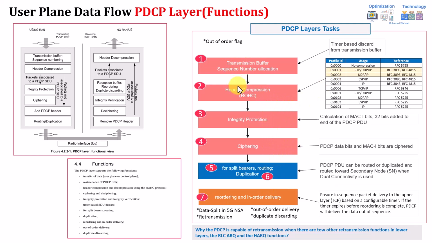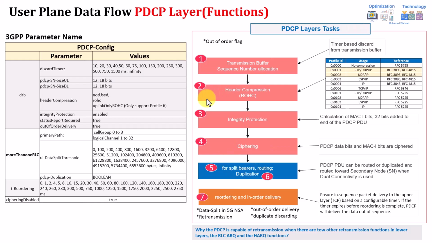Now let's go through these functions one by one to cover them in detail to give you a much better understanding. Before going to each of those functions, if you look at the table on the left, these are actually the parameters that you are going to find in the layer 3 messages. These are all the parameters controlling all these functionalities. These are 3GPP parameters. You can find there is something called discard timer. This is related to the transmission buffer.